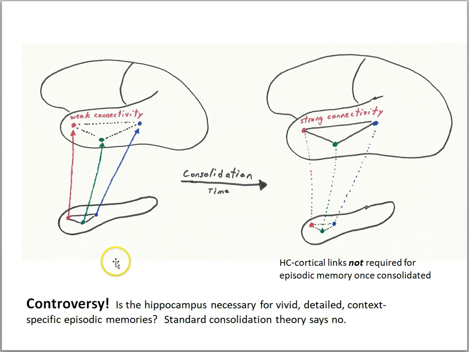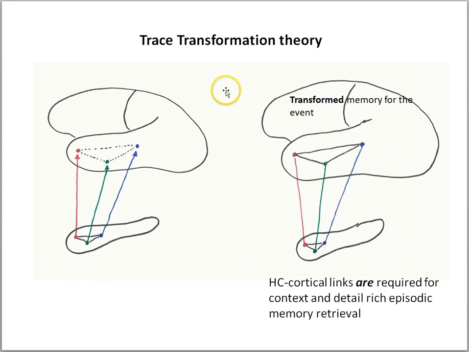There is recently some controversy over this point, and the question basically is, is the hippocampus necessary for vivid, detailed, context-specific episodic memories? Now, the standard consolidation theory says no, that once consolidation happens, you no longer need the hippocampus to retrieve them. This has been challenged. The new idea, trace transformation theory, says that the hippocampus cortical links are required for context and detail-rich episodic memory retrieval. So no matter the age of the memory, if you're going to relive the experience, you need a hippocampus.